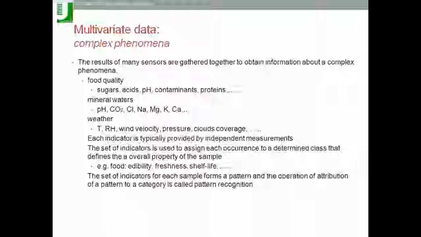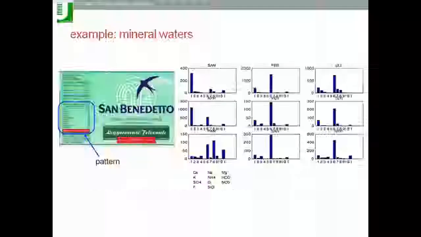Usually we put this together to infer some overall properties of samples. For instance, in food, freshness or shelf life are typical objectives. This is an example of this pattern, probably very trivial, but anyway, we have water. On the label of water, we have a list of compounds, and the water is identified in some sense by these compounds. They form a pattern.